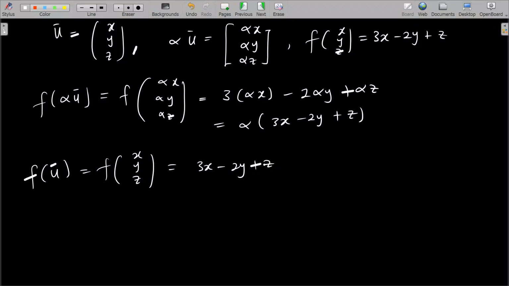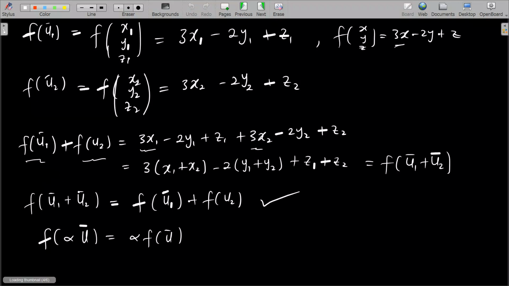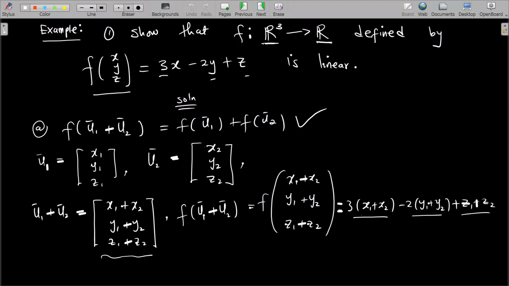So with f of alpha u, this part is giving us the same thing as we have here. So this means it's equal to alpha times f of u. And that's what I wanted to show. I wanted to show that f of alpha times u should be equal to alpha times f of u, and that one too is satisfied, right? So indeed, the transformation given here is linear.